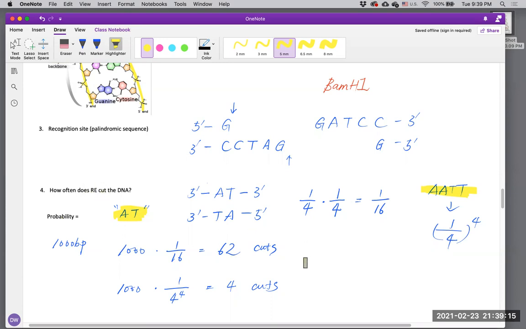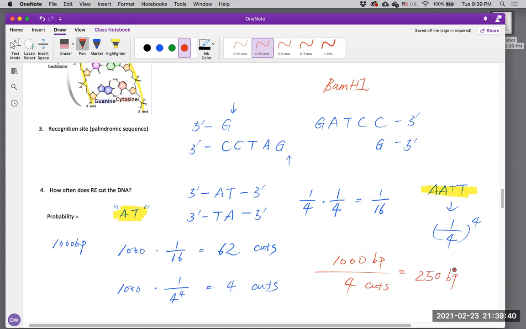And you can actually take this up one more level: what about the average size then? So if we have, right, a 1,000 base pair, and we know that it's going to get cut 4 times, then this is going to give you 1,000 divided by 4, so the average size resulting from this digestion is going to be 250 base pair.